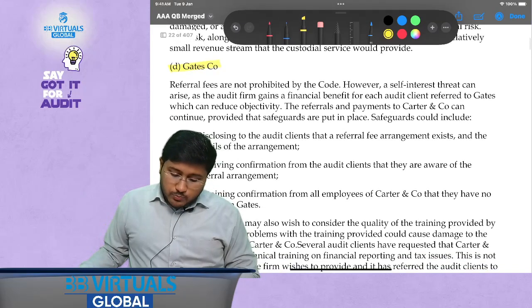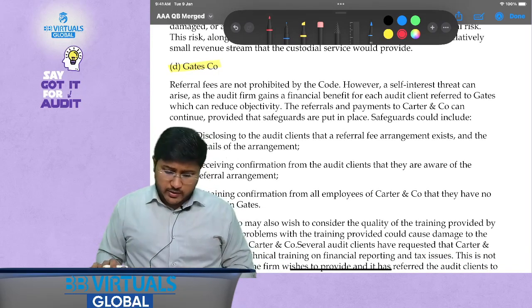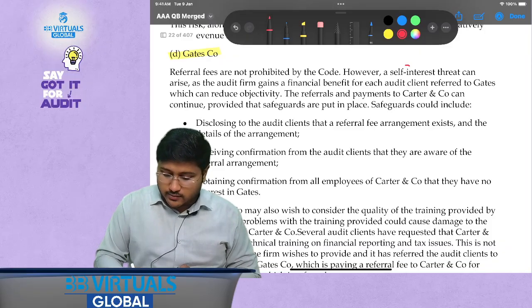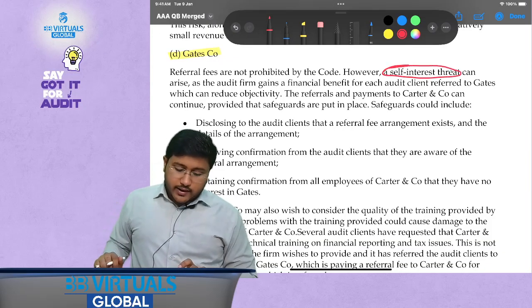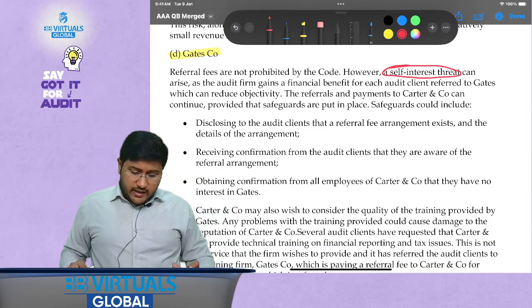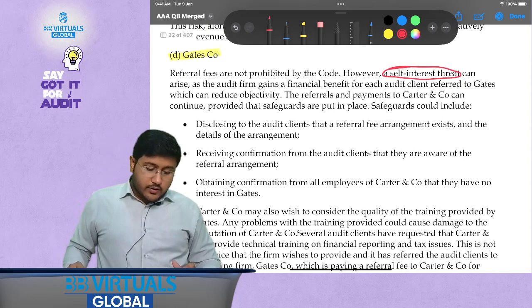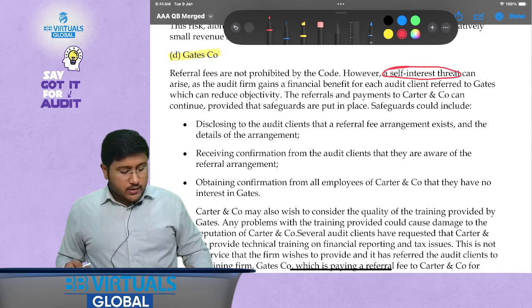So referral fees are not prohibited by the code. Okay, it is not prohibited. However, there is a self-interest threat. This is the threat that can arise as the audit firm gains a financial benefit for each audit client referred to Gates, which can reduce objectivity. The referrals and payments to Carter and Company can continue provided that safeguards are put in place.